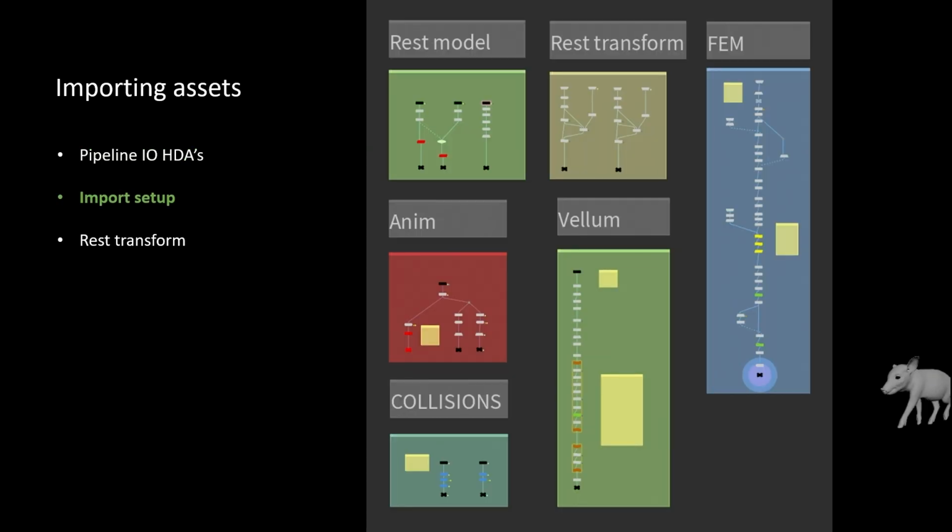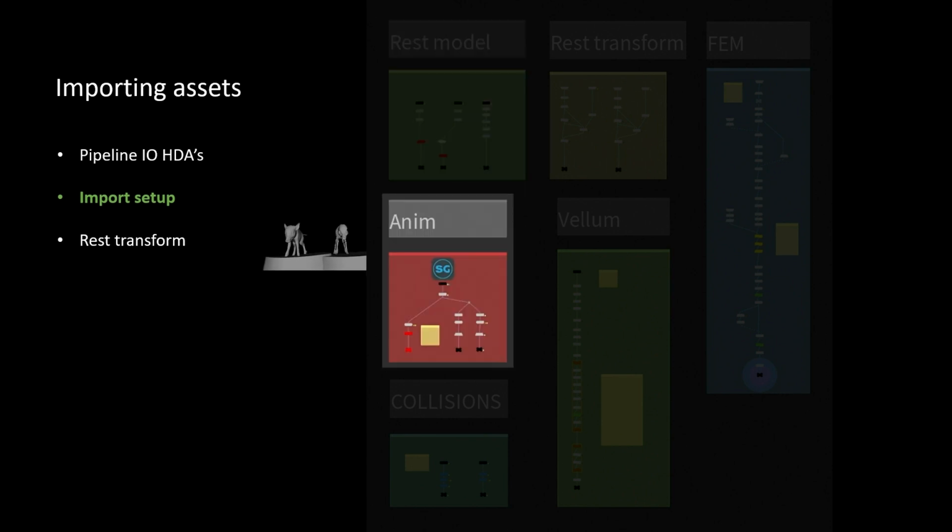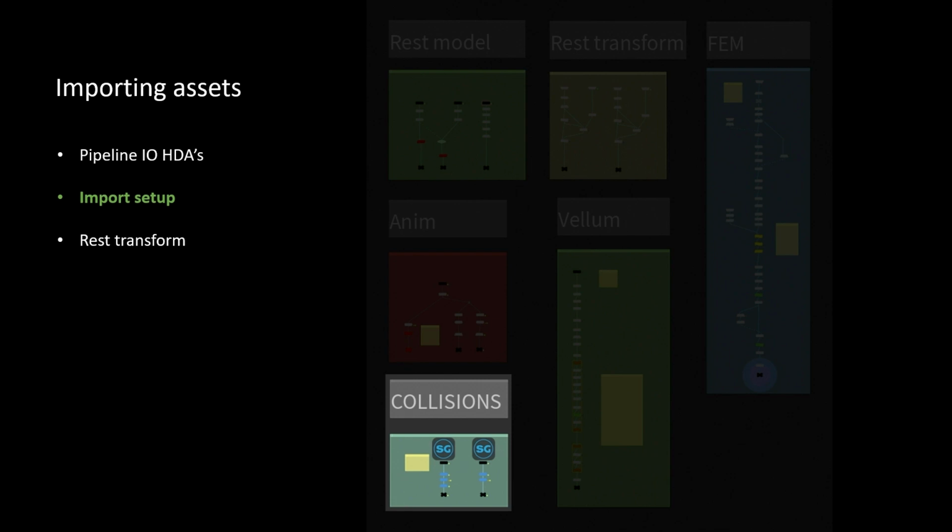This is the import setup. Up here we have the REST model from Maya getting pulled in, the skeleton and the pig, REST poses and the high-res pig. Here we have the animation coming in from Shotgun. This is also coming through the pipeline. Then down here we have some collision publishers that we could publish from the animation scenes. Later down the line, the solvers would disable collisions if no collision objects were published to Shotgun.